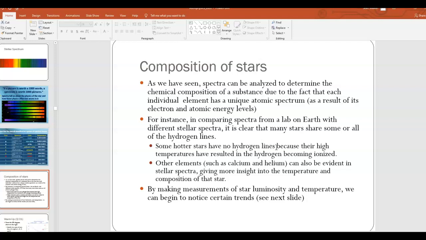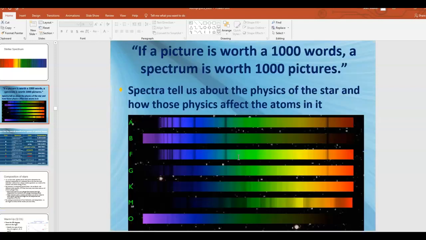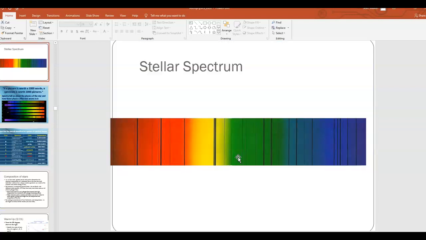Some hotter stars have no hydrogen lines because, I said this on the last slide, they're so hot that all the hydrogen has become ionized. And other elements can be detected like calcium or helium or oxygen or neon in the really big stars. And again, these are things we can directly measure. We can look at a star and put the light coming from the star through a spectrometer and get something like this. And again, it's almost like a barcode that tells us all this information about the stars.